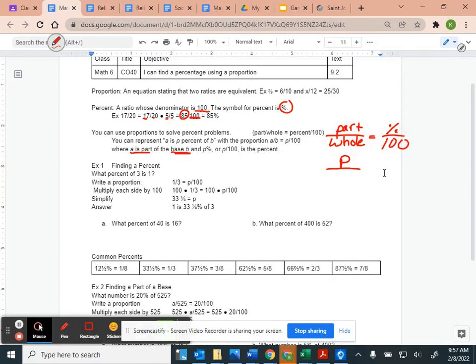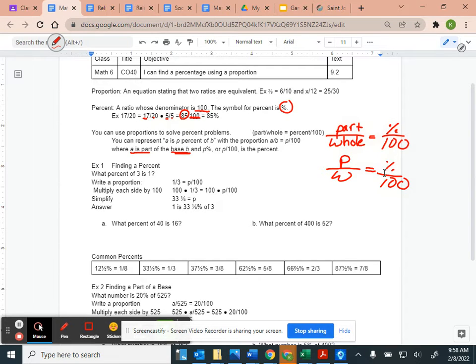So the way that I learned it, and that I taught the pre-algebra class, when we had our percentage unit, we had it just a little while ago. It's P over W equals percent over 100. P is part, W is whole, percent over 100.